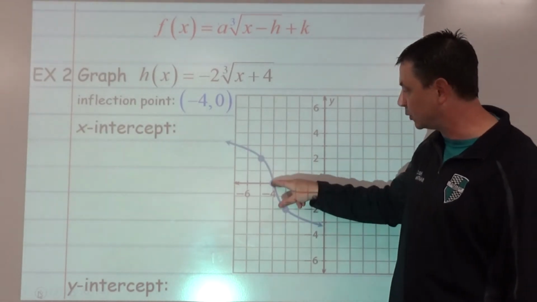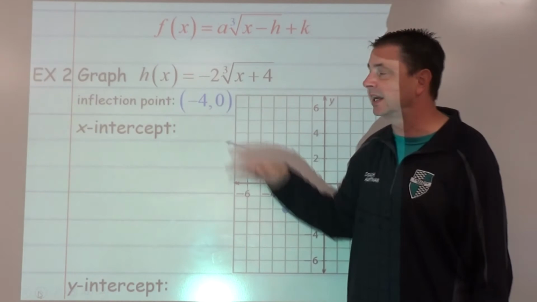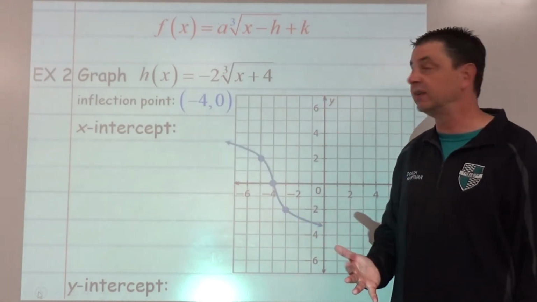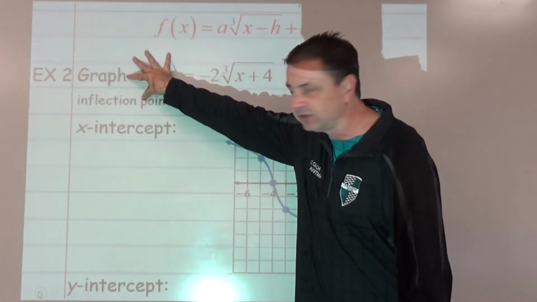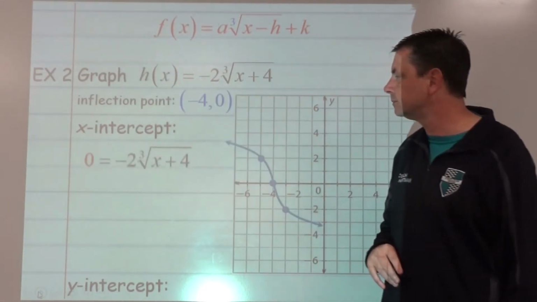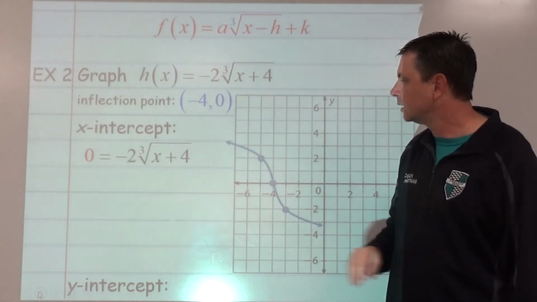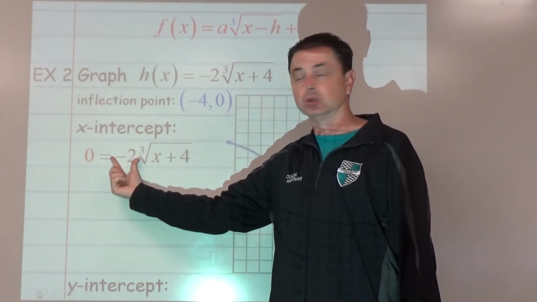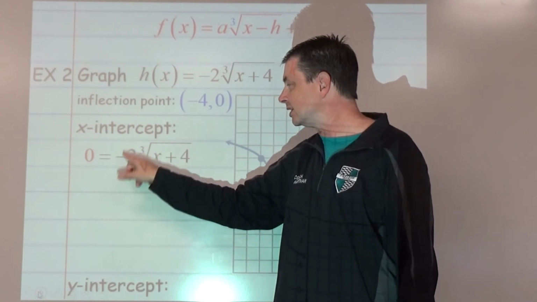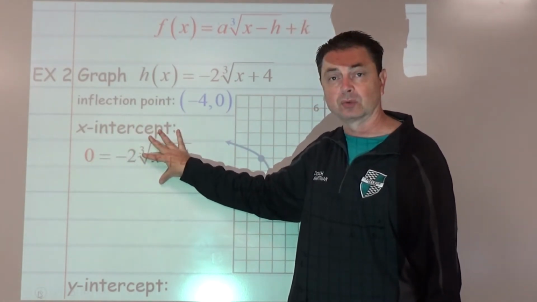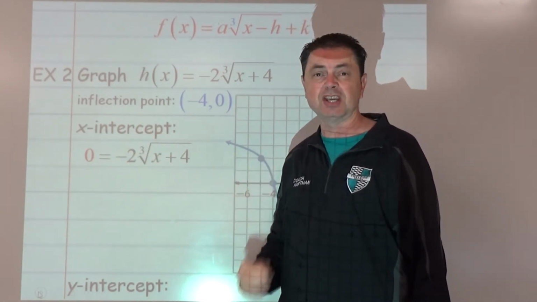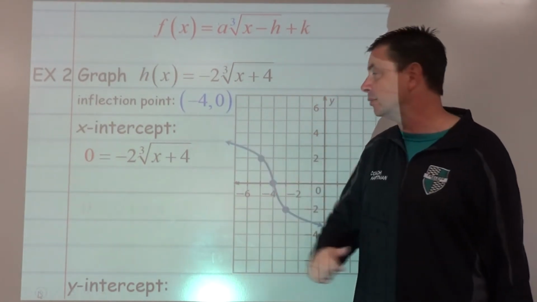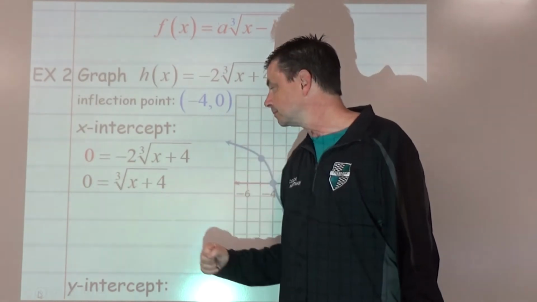X-intercepts, I think we see it. We see where we're hitting. I think it's going to be the -4, comma 0, but let's practice the algebra. See if we can just verify that. Set the function equal to 0. Nothing out here to get rid of, so we'll need to get rid of the -2. It is multiplication that's happening between the -2 and the root. So to undo multiplication, we'll divide both sides by -2. 0 divided by -2 is still 0.